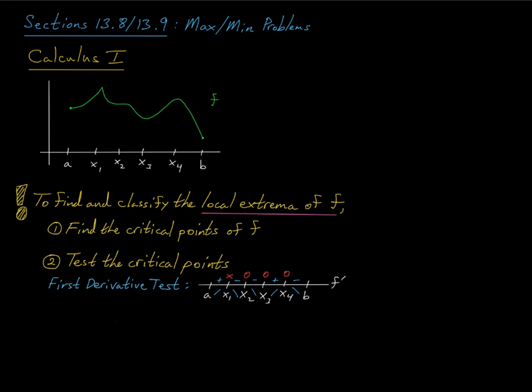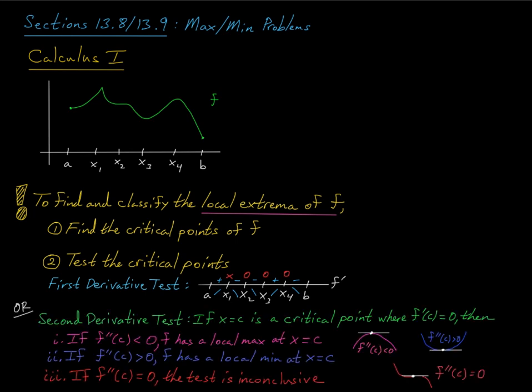Now, another way to do this, and this is going to be our main approach for multivariable functions, is to use what's called the second derivative test. This says that if x equals c is a critical point where f prime of c is 0. One note here: the second derivative test only applies to the scenario where we have a flat spot on the graph. If f prime of c is not defined, then the second derivative test is not available, because if the first derivative is not defined, the second derivative is definitely not defined.